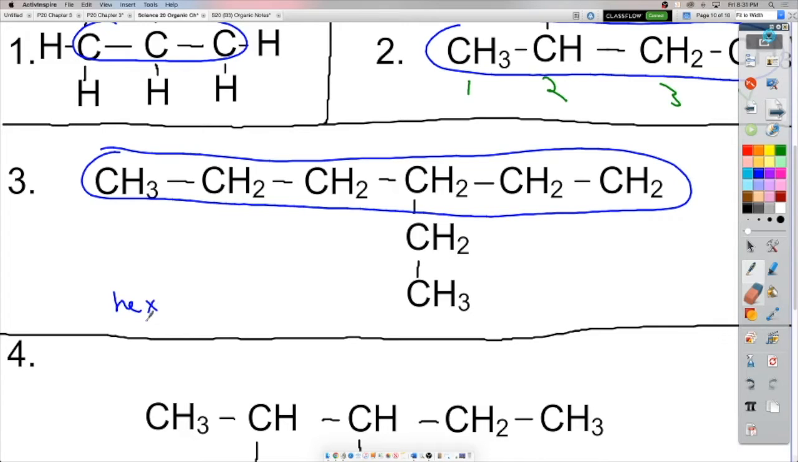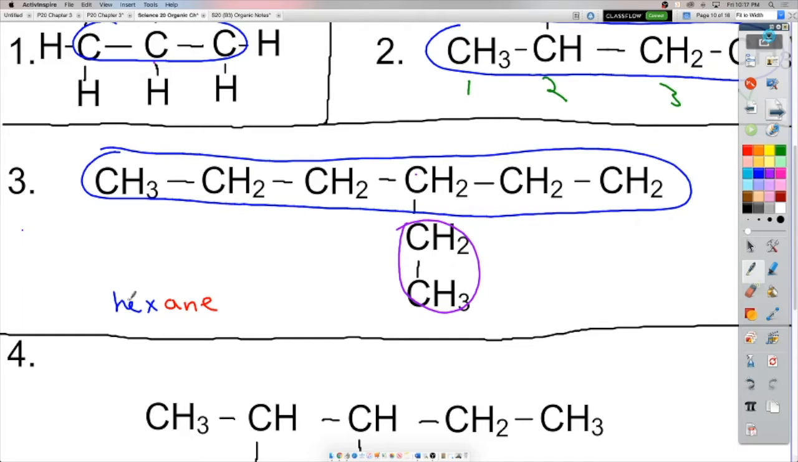Perfect. Any double or triple bonds, because that'll tell me how it ends. I only see single bonds, so if it only has single bonds, that means it ends in ane, right? Hexane. Okay, perfect. Now, what am I missing? What have I not said anything about? I've covered the single bonds. I've covered the number of carbons in the parent chain. I haven't said anything about this branch here, though, right?